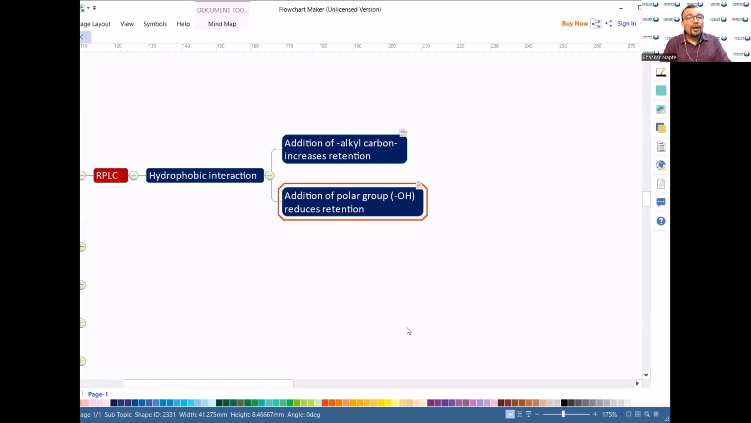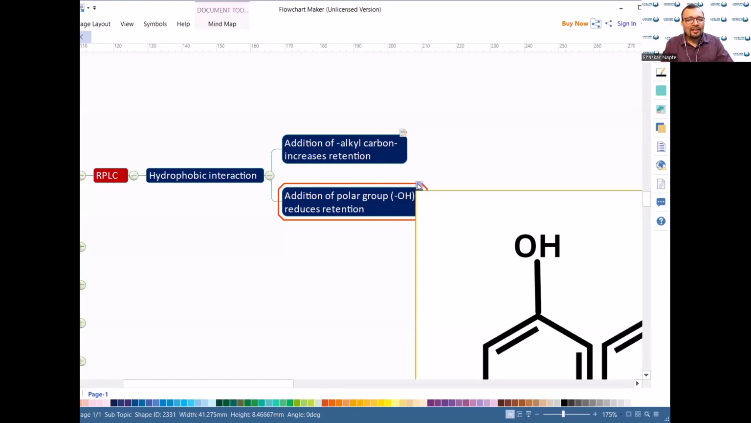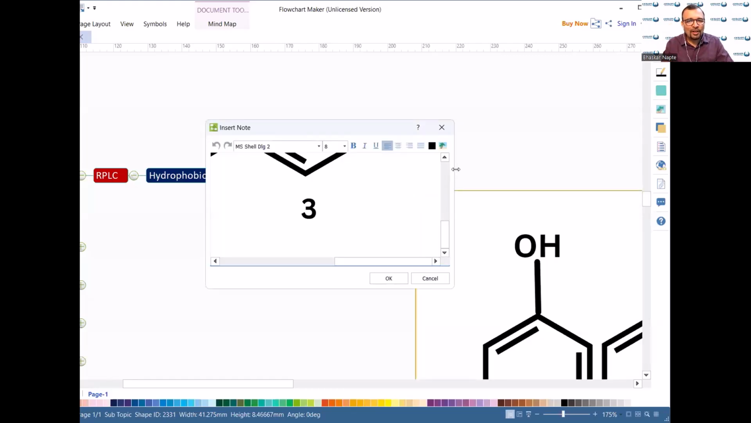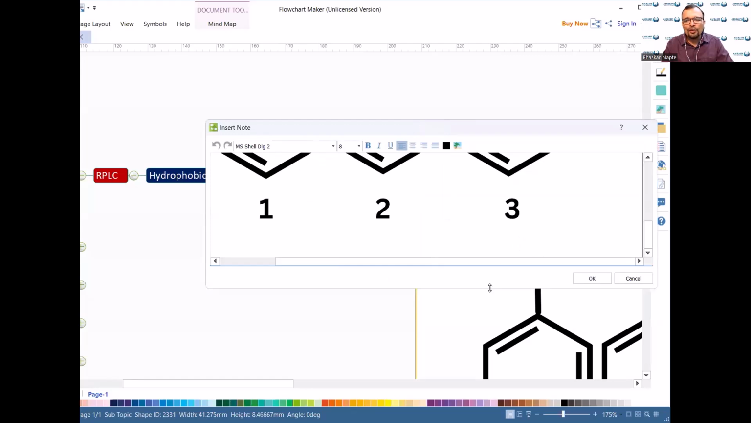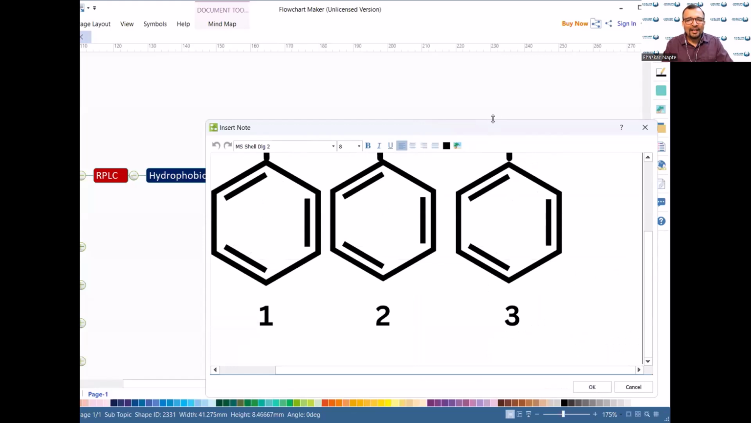So if the compound has decreased non-polarity, what is going to be its retention time? Will the retention time decrease or increase? Type D for decrease or I for increase in the comment box. You understand now? So if my compound has some polar functional groups like hydroxyl, what is going to be the retention time? Increase or decrease?